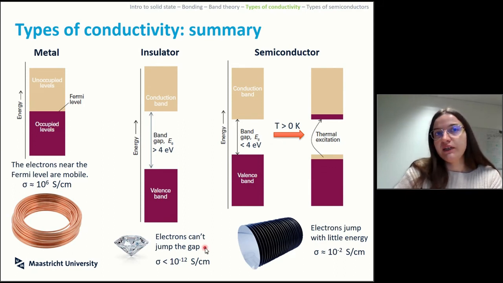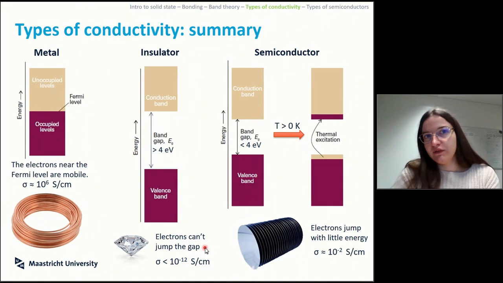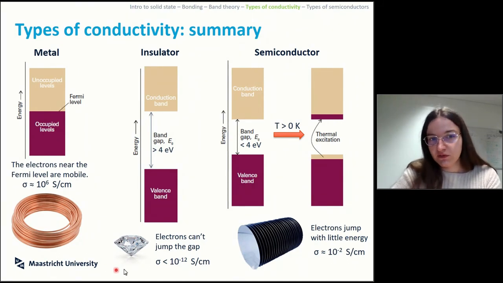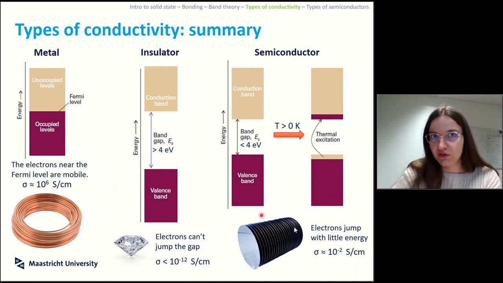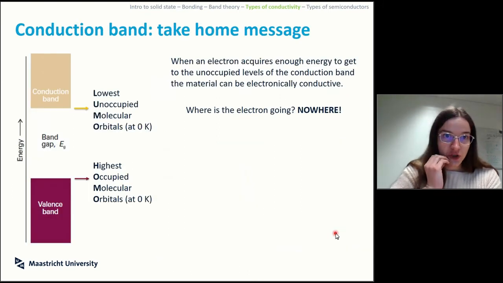Your conductivity is in the order of 10 to the minus 12 Siemens per centimeter, in the case of diamond, for instance. And then you have intermediate cases in which the conduction is thermally activated. You can jump a little, usually around 10 to the minus 2, so still orders of magnitude of difference with the metals, but it can be thermally activated and thermally tweaked. Now, take-home message for the band.